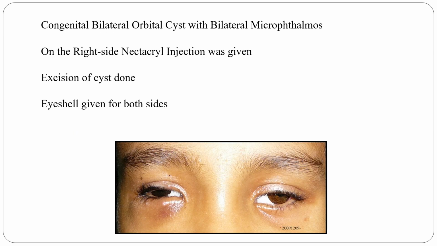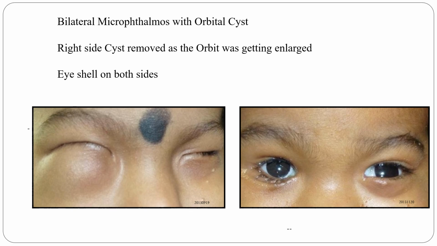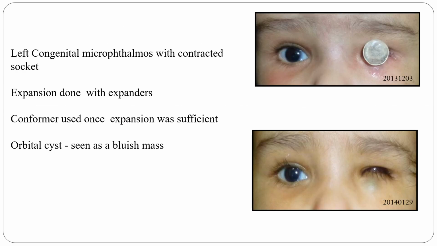Congenital bilateral orbital cyst with bilateral microphthalmos. Nexacryl injection was given on the right side and the cyst was excised. Eye shell was given on both sides. Another case: bilateral microphthalmos with orbital cyst. The right side cyst was removed as the orbit was getting enlarged. Eye shell on both sides.